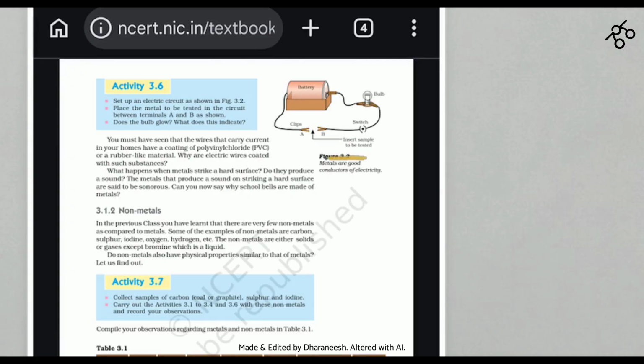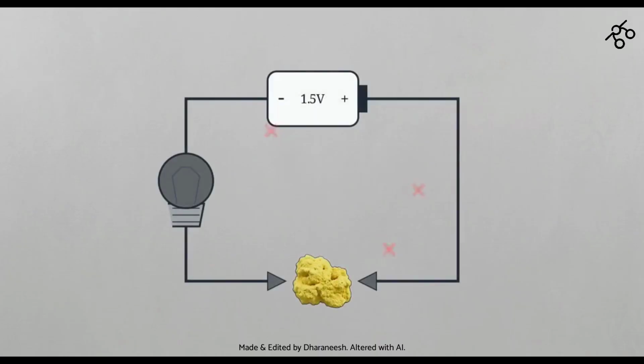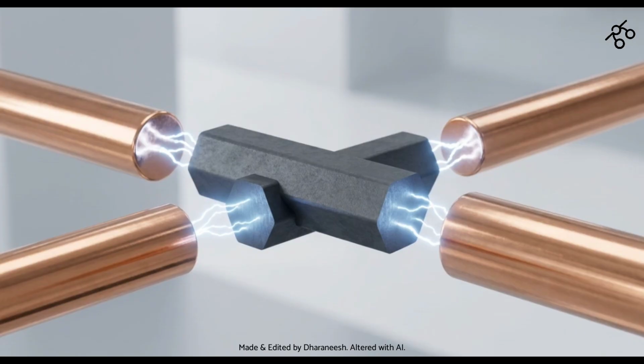We clamp a sample into a loop with a battery and bulb. When a metal completes the circuit, the bulb lights immediately. Metals are excellent conductors, allowing electrons and heat to flow freely. Nonmetals typically act as insulators, leaving the bulb dark. The standout contradiction is graphite, which allows electricity to flow as efficiently as many metals.